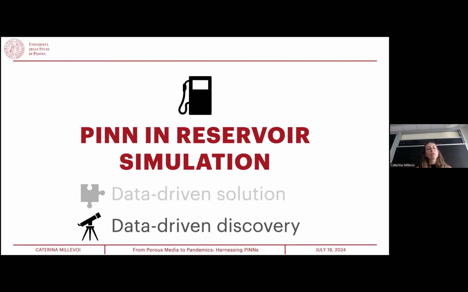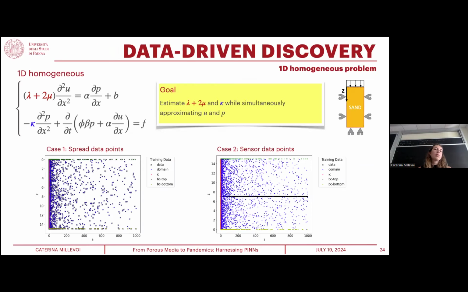Okay, now let's move to the data-driven discovery, which is the second class. So same setting, but now we also want to estimate the values of the parameters involved in the differential equation. Just to see how the number of training points, of data points, affects the accuracy of our results, we compared two cases: an ideal one in which we are supposed to have data spread all over the domain, and instead a more realistic case in which we again suppose to have a sensor inside our column that is able to measure the quantities of interest.